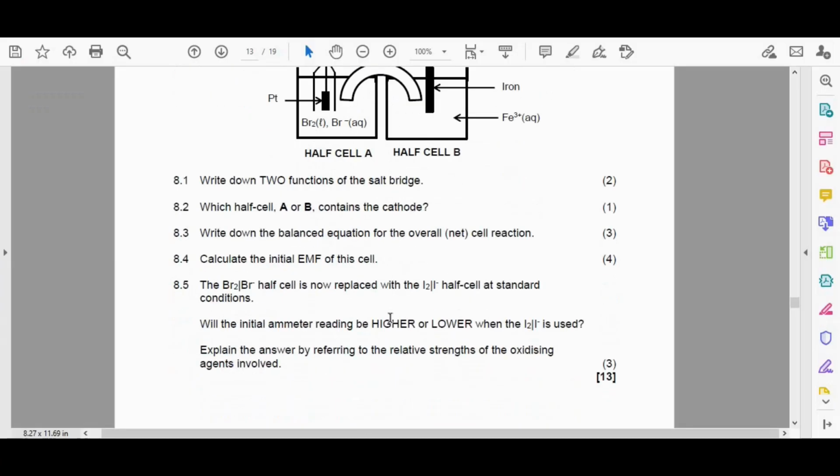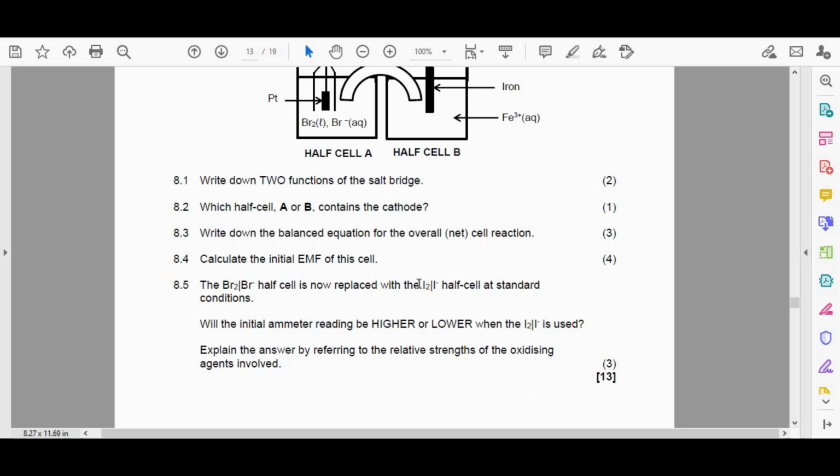And that's our final answer there for that one. 8.5. Seems to be the last question here. They say now that the Br2 to Br minus half cell is replaced with the iodine I2 goes to I minus half cell at standard conditions. Write the initial ammeter reading. Will the initial ammeter reading be higher or lower when the I2 half cell is used? Explain the answer by referring to the relative strengths of oxidizing agents that are involved.